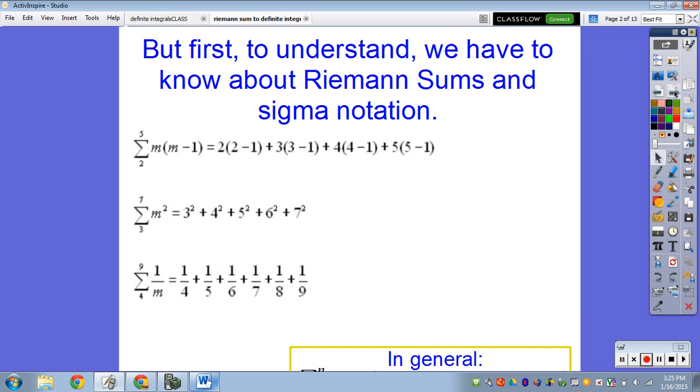And so first, in order to understand, we have to know about Riemann sums and sigma notation. And so here are three examples of sigma notation. Sigma notation just indicates a sum, and you have your bounds. 2 to 5 here would mean that you would add your values, the second, third, fourth, and fifth. And so your 2 would go in for your variable, and you would evaluate, and then the next whole number would be 3, plug it in, evaluate all the way to 5, and then the sigma part tells you to add all of those together.